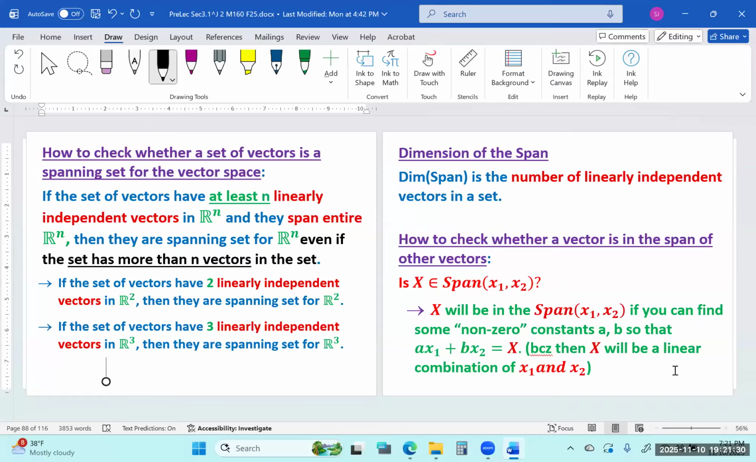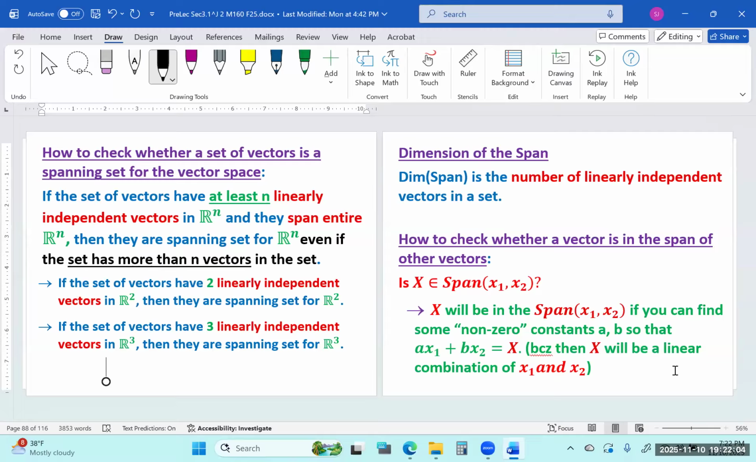Now let's say you have a set of vectors and you have a single vector. How can you figure out whether the single vector lies in the span of the other vectors? You can check easily by looking at whether the single vector is a linear combination of the other vectors or not. If it is, then the single vector lies in the span of the other vectors.